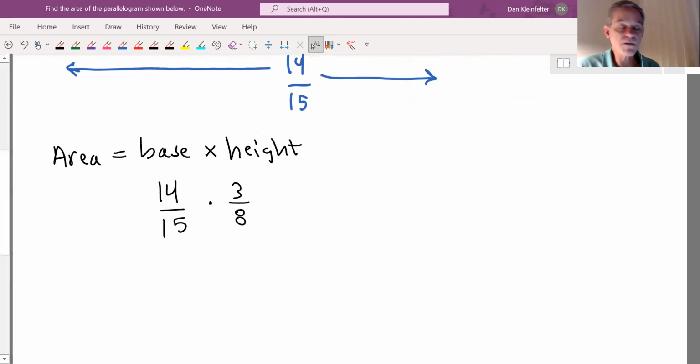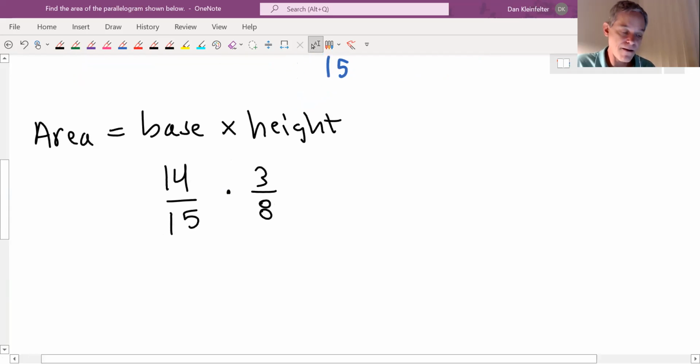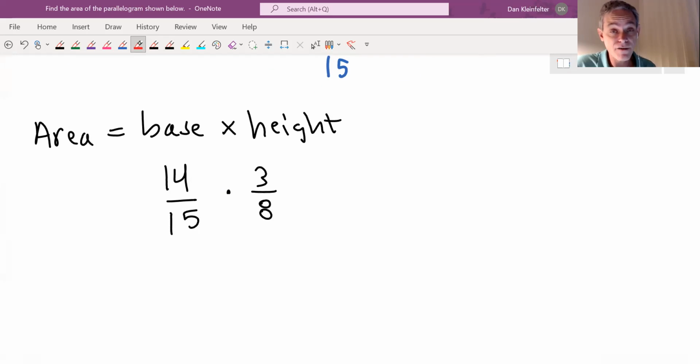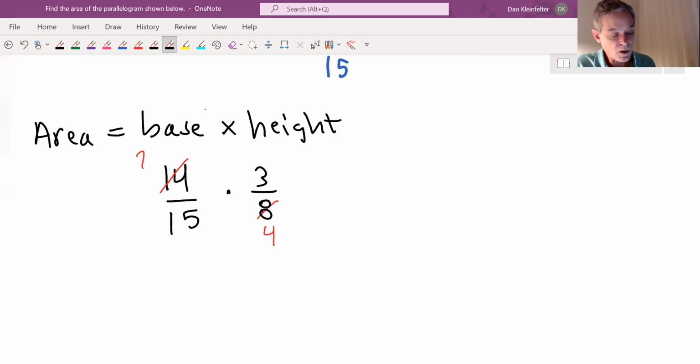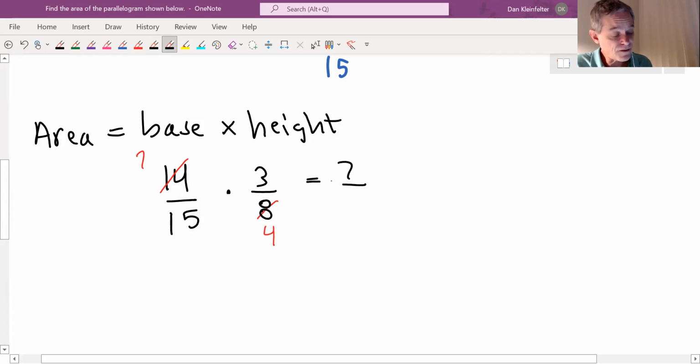All right. Of course, multiplying the other way around would give the same answer. I just wanted to be consistent with my labeling. Usually the base is the across and the height is the up and down. Okay, so 14/15 and 3/8. Let's check for common factors. I can see the 14 and the 8 have a common factor of 2, which we can remove. 14 divided by 2 is 7, and 8 divided by 2 is 4. Okay, so that'll give us 7/15 times 3/4.